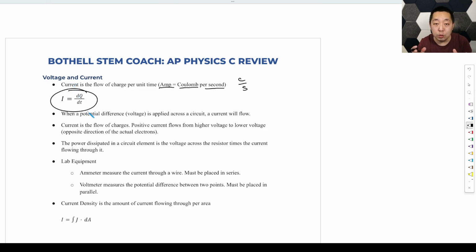So when you have a potential difference across a circuit, it has to flow. Now, it has to flow in a loop, right? We'll get into the Kirchhoff rules, but a complete circuit has to start from a voltage source and then return back to the voltage source in a loop like that.